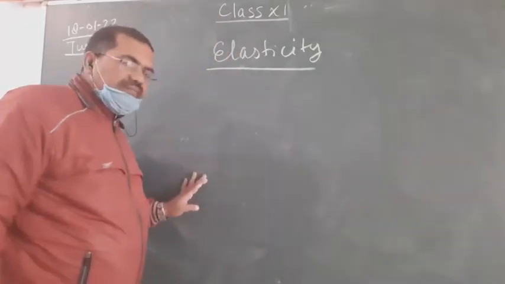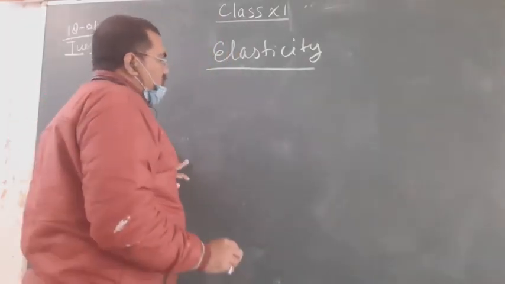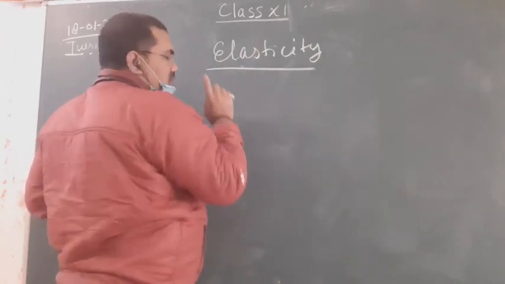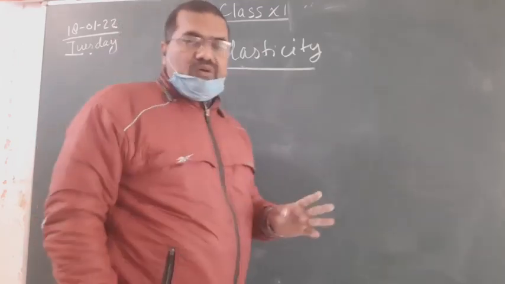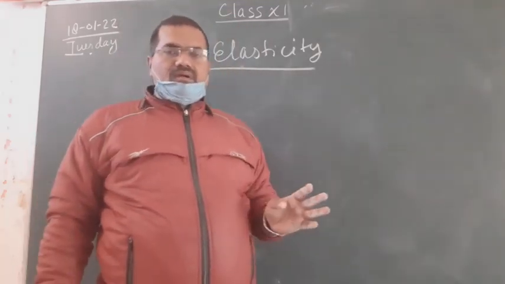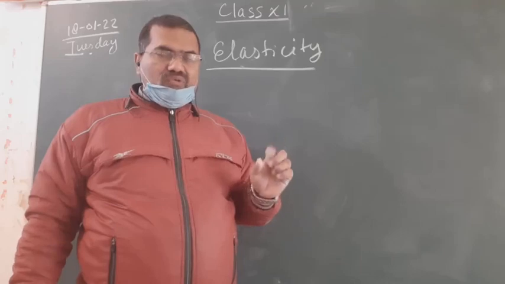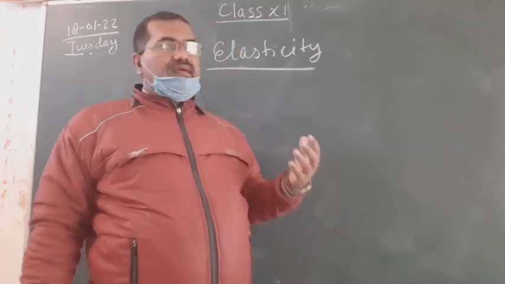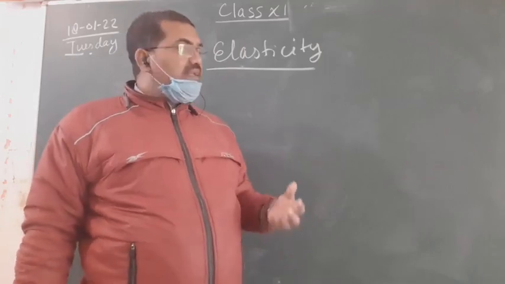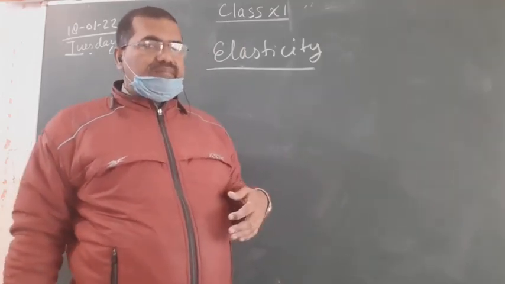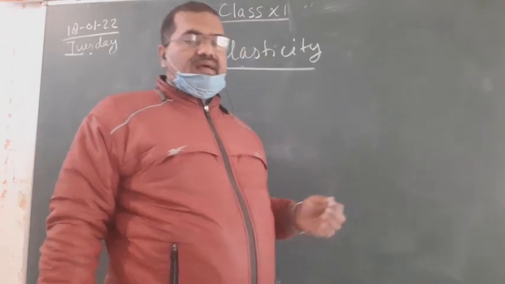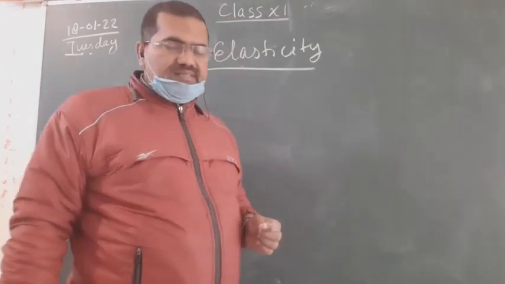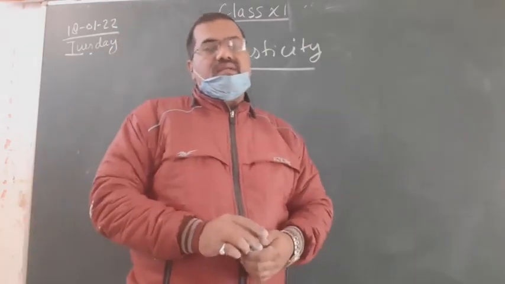Stress and strain. We already told you stress equals force per unit area. This is the force acted on the external agent by the body to regain its shape and size. There are two types of stress: one is normal stress and the other is tangential stress.